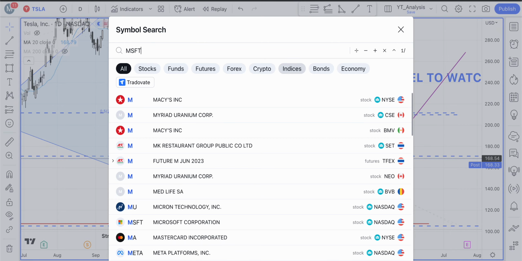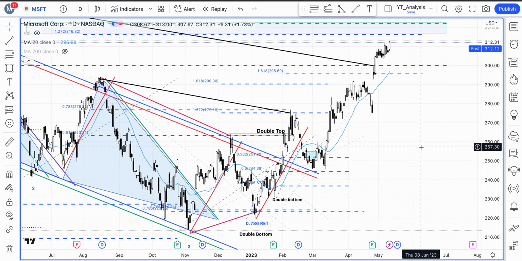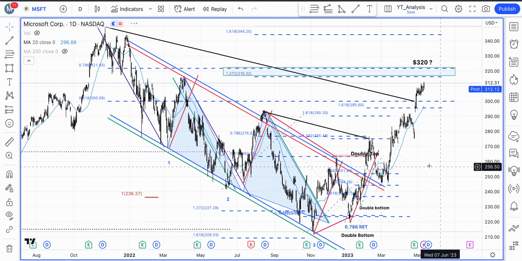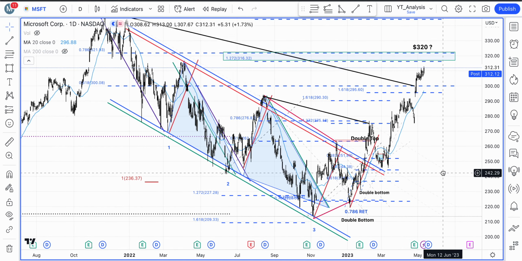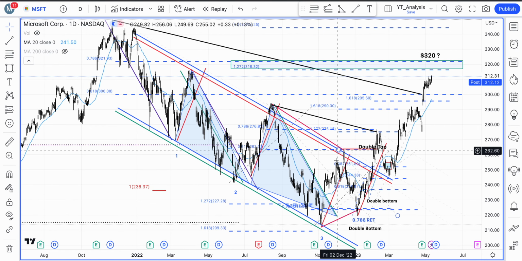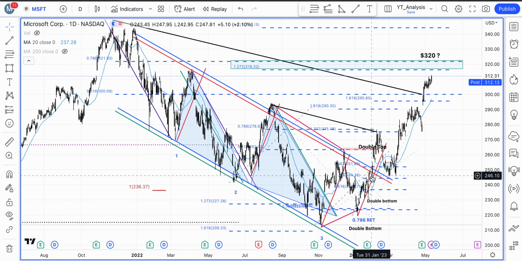Let's take a look at Microsoft. So the Microsoft stock is also very, very interesting. Look at this channel formation. This is something which we were watching. In fact, we had drawn this when it was reaching this level, and it did provide some resistance for a few days. Then the price broke above it.